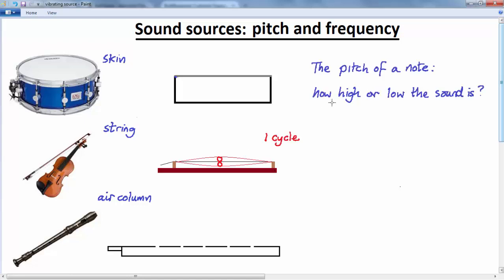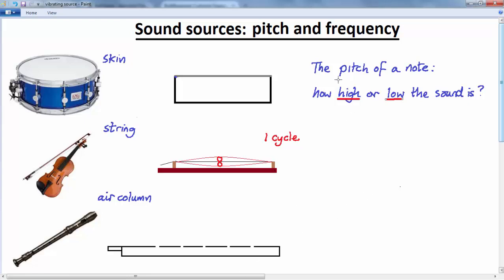Now the pitch of a note is a measure of how high or low the sound is. Okay, so if the sound has a high pitch, then it means that the source is vibrating with a high number of cycles every second, and if it has a low pitch, then the source is vibrating with a low number of cycles every second. So we can say that the pitch is a measure of the number of cycles that are produced every second.